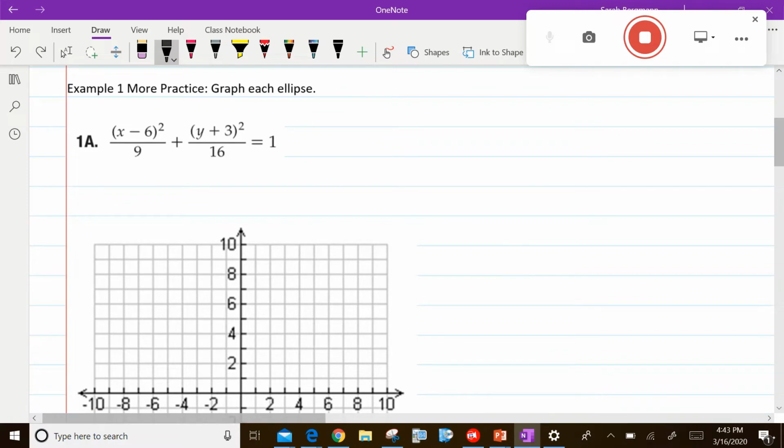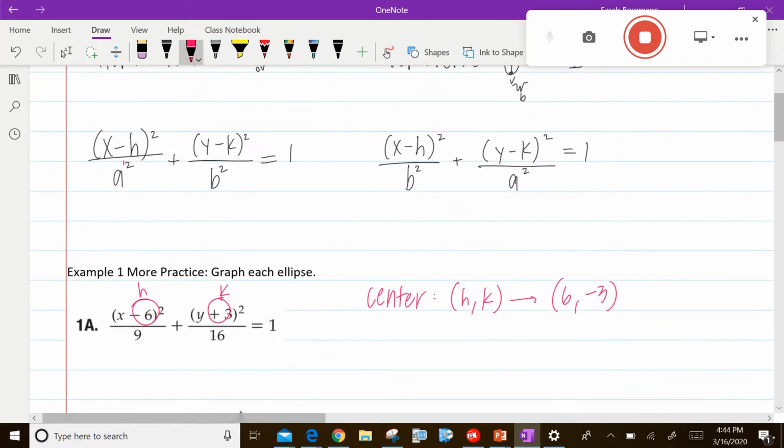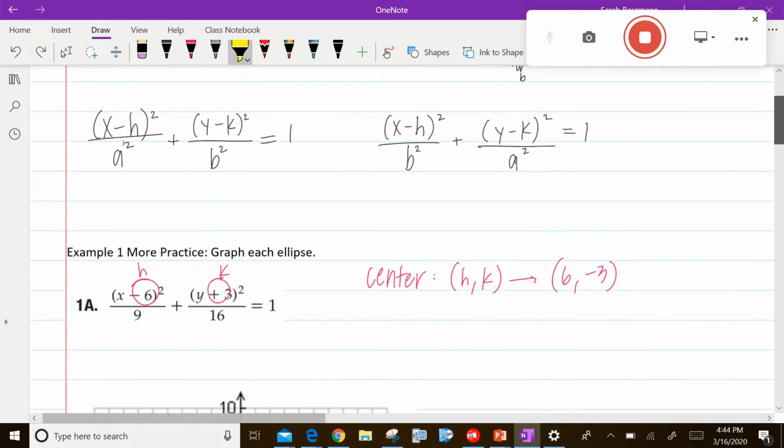So this first one, we want to graph this ellipse. The first thing you need to do is figure out the center point by finding H and K. Remember, the center is always at the point H, comma, K. So in this case, it would be 6 and -3. Remember, if I plugged in -3 for K into this equation in either one, it would be Y minus -3, which simplifies to what we have here, Y plus 3. Okay, so I have my center point.